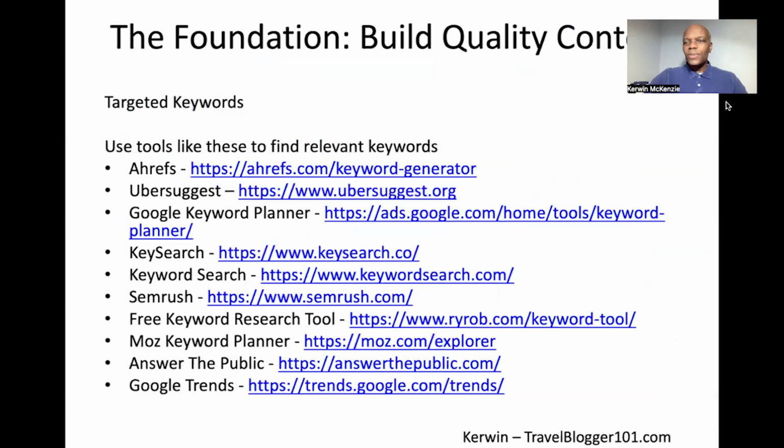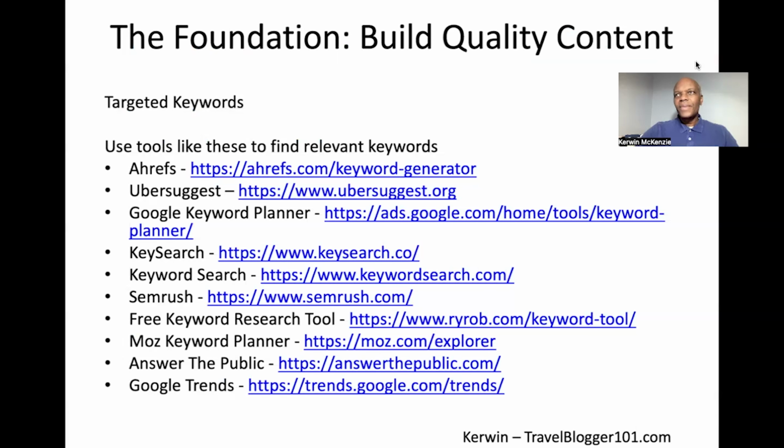Okay, so let me first talk about the foundation. No matter what, you need to make sure that your blog is set up to receive traffic. And there are different ways to do this. One of the ways is to have targeted keywords. Every single post that you write on your blog, every single piece of content, should have something behind the scenes where you say, hey, I'm targeting this particular keyword.